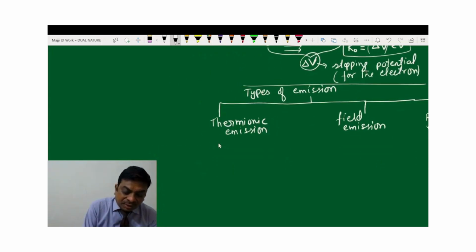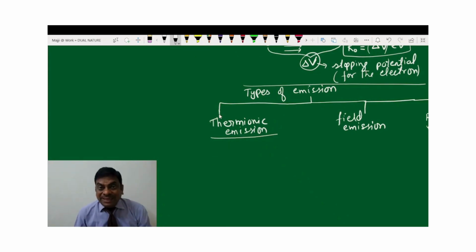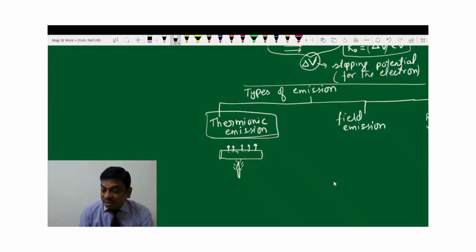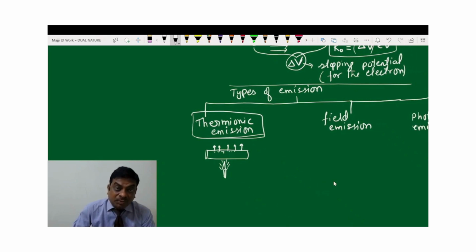Okay, students. Now, thermionic emission, as the name itself implies, means the metal wire has to be heated. When a metal wire is heated, we are supplying heat energy. The free electrons absorb this heat, and if they absorb an energy greater than or equal to the work function, they'll be able to overcome the attractive forces and come out. This phenomenon, in which electrons are ejected when the metal wire is heated to an appropriate temperature, is known as thermionic emission.